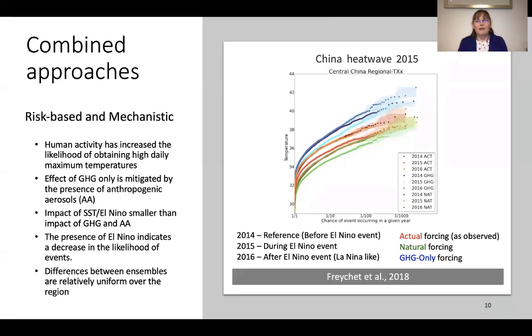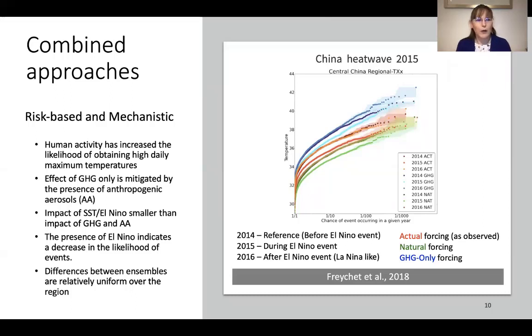Now, obviously, we don't have to use just a single approach when we're looking at classifying or studying extreme events. We can use, and people often do, a combination of these different approaches. And in some ways, I'd advocate using as many different approaches as we can, because then you get a fuller picture about what was happening with a particular extreme.